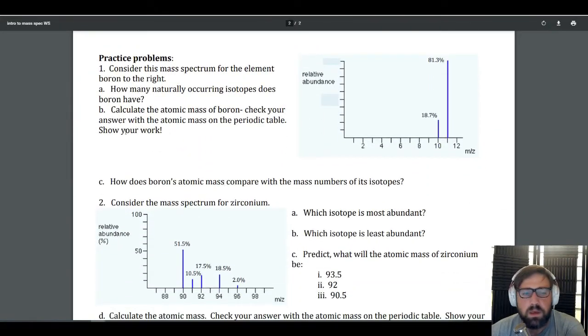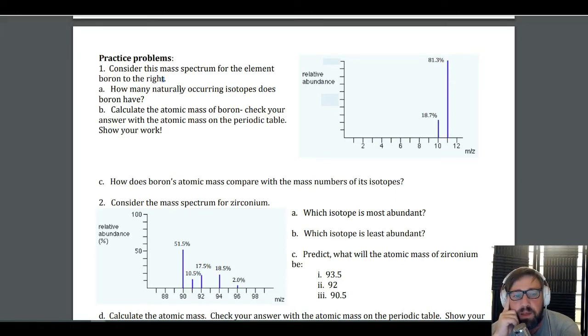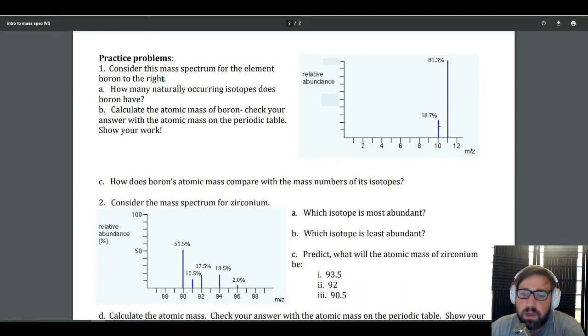Here, let's go through this. Consider the mass spectrum for the element boron on the right. Okay, consider it. Considered. Number 1 done. How many naturally occurring isotopes does boron have? In this case, it's pretty simple. You just count them. So there's going to be 1, 2. There are 2 naturally occurring isotopes in boron, at least that we've detected.